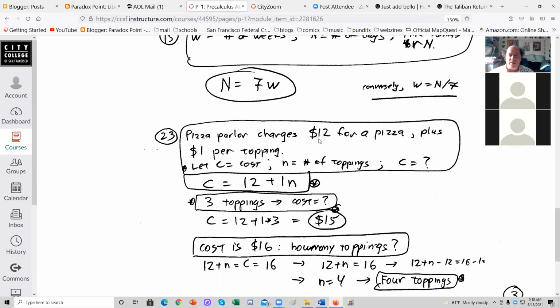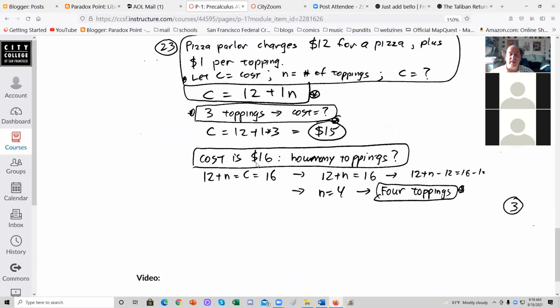A pizza parlor charges $12 for a pizza plus $1 per topping. Let C be the cost, N the number of toppings. What's the equation? Well, C equals 12 plus 1N. So for example, if there's 3 toppings, what's the cost? Well, C equals 12 plus 1 times 3, which comes out to $15.